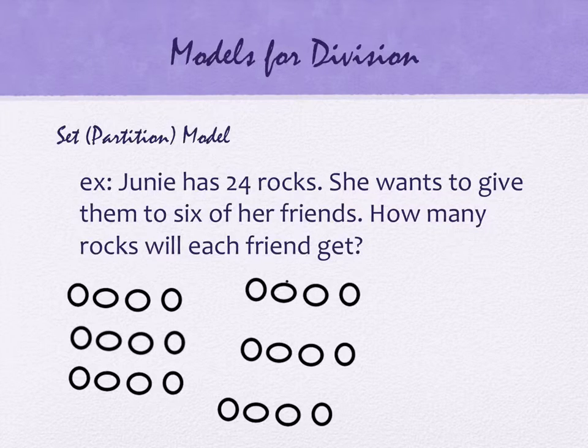Okay, I think I've got 6 groups of 4. Here is 1, 2, 3, 4, 5, and 6. I have 6 friends that are going to get groups of rocks. And how many rocks will each friend get? 4 rocks.